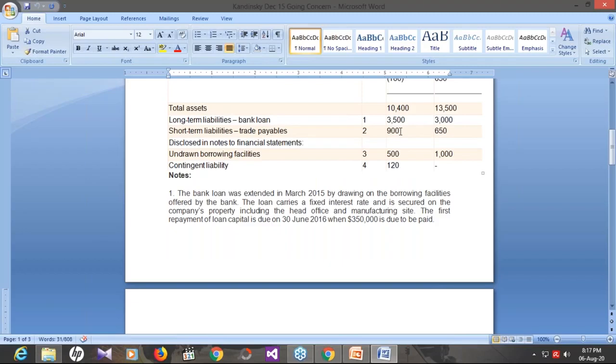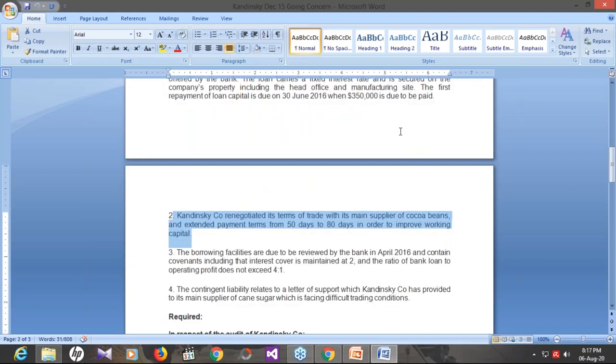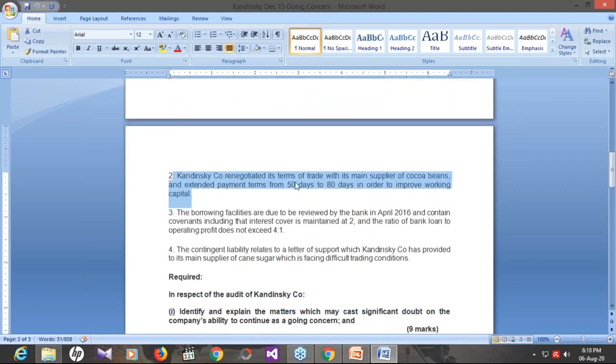So there is an increase in short-term liabilities, there is trade payables. So you must calculate the increase in the trade payables. You should show this calculation, and then you should come towards the non-financial data. And what are the main important points? First of all, this is the main supplier of cocoa beans. So you know, in chocolate manufacturing, cocoa beans are very important, and one of the main suppliers has concerns. So we are renegotiating with them, and we want to extend our payment terms from 50 days to 80 days.